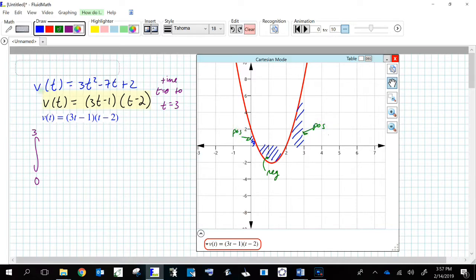Total distance traveled, though, doesn't let this negative area cancel out with any of the positive stuff that we have over here because it reflects it across. So all of it's positive, which means we get the total distance traveled regardless of direction. So it's the integral of the absolute value of v of t dt.